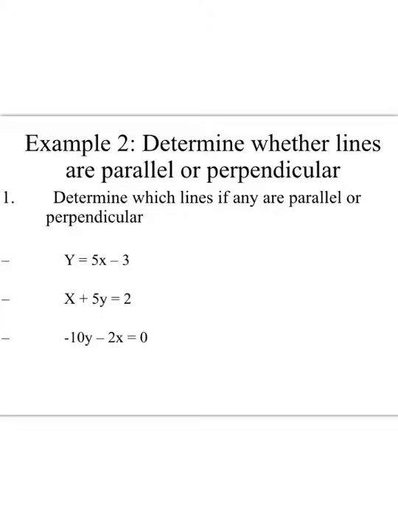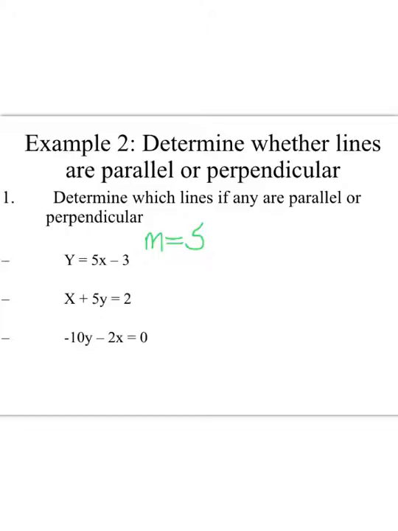So right now, all we want to do is determine if lines are parallel or perpendicular. And the only way to determine if lines are parallel or perpendicular is to find the slope. And to find the slope, we need it in slope-intercept form. Y equals mx plus b. So the first equation is already in slope-intercept form, so we know it has a slope of 5.